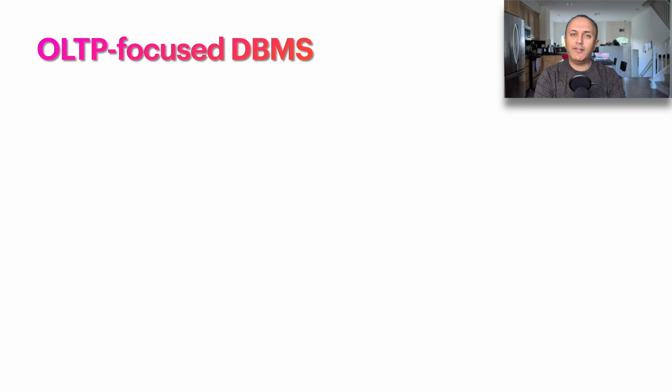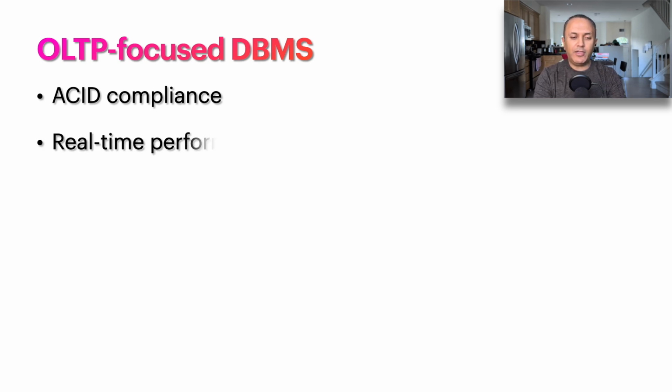For OLTP-focused database systems, the first thing that comes to mind is obviously ACID compliance. We talked about ACID properties in a previous video. This stands for atomicity, consistency, isolation, and durability. So any OLTP system must provide ACID guarantees. Second thing is real-time performance. We talked about the response time for OLTP databases, because you need to have this instantaneous response. So it needs to have performance that is super fast, that can process all the requests and return the result in almost real time.